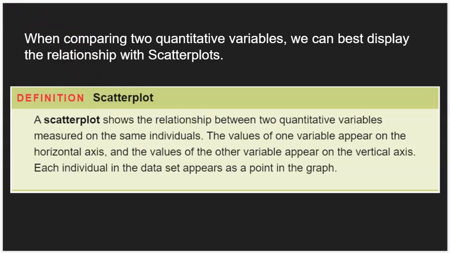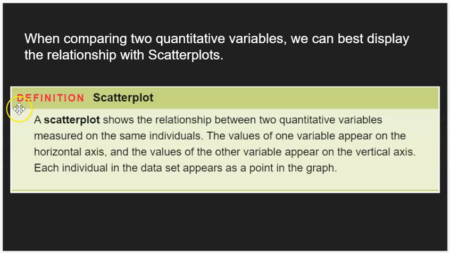When you compare two quantitative variables, you can display that with many different things, but scatter plots are the best way to display the relationship. We're talking about surveying the same individuals for two different pieces of quantitative data, one person giving us two variables, two different data types, which will allow us to graph it more traditionally, one on the horizontal and one on the vertical.